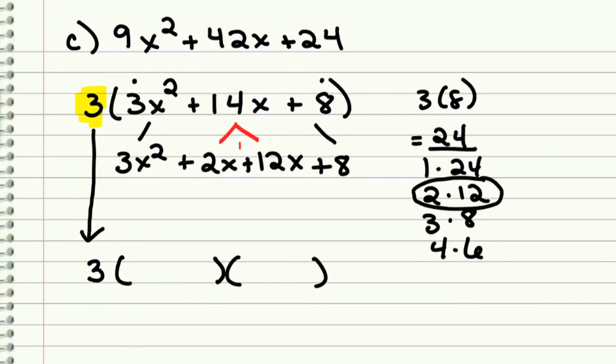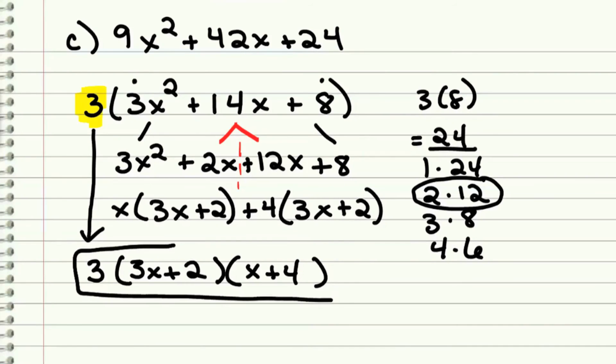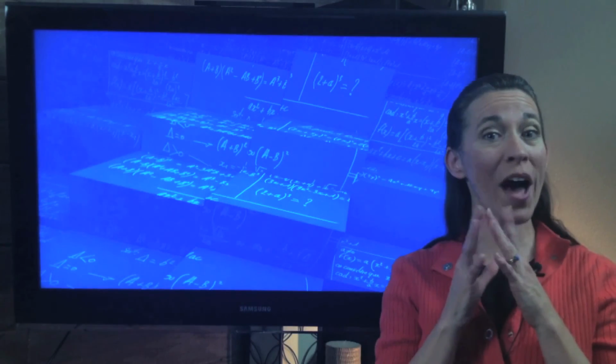Now that we have 4 terms, we can split the middle and group. And we've got an x as our GCF for the first 2, leaving us with a 3x plus 2. And the second group, we have a 4 in common, leaving us with a 3x plus 2. So we have a 3x plus 2 in common. We can factor that out, leaving us also with an x plus 4. And there's our result.